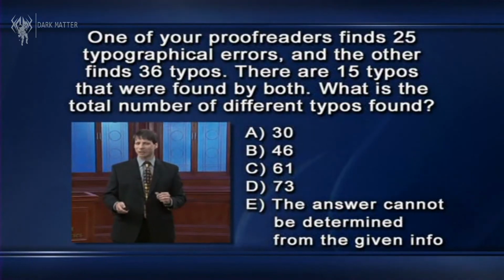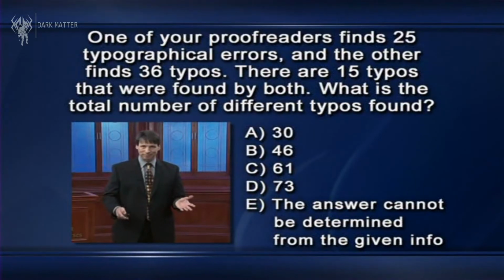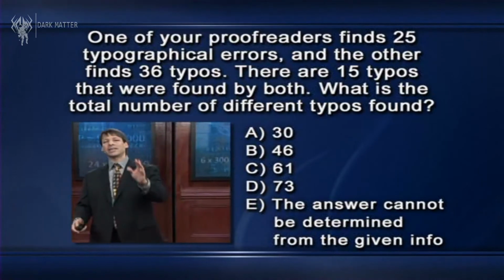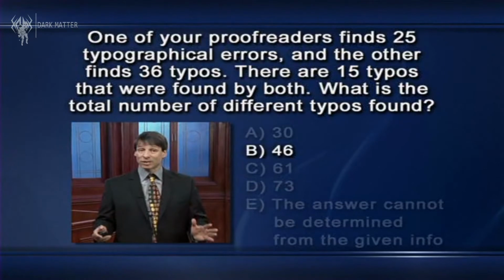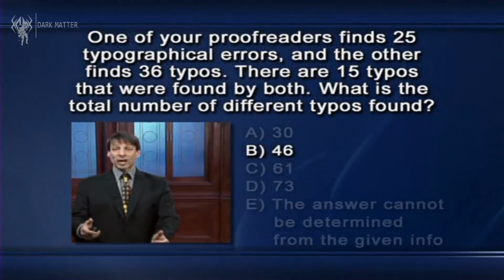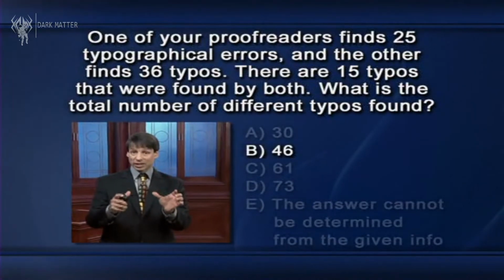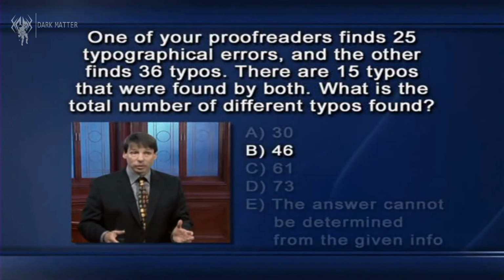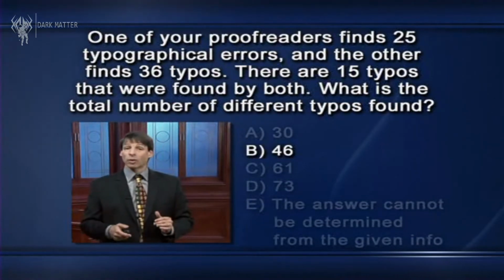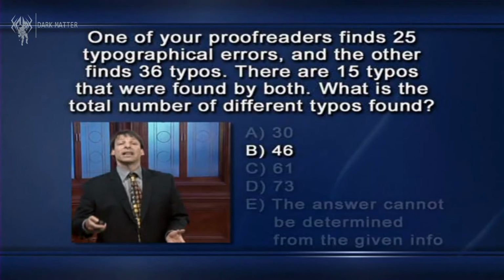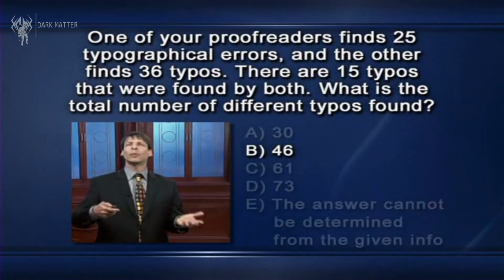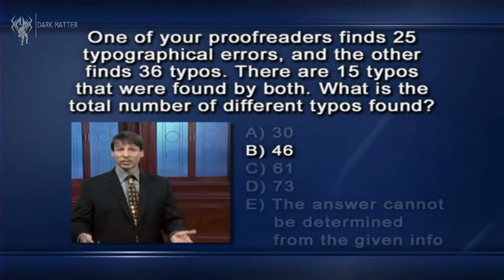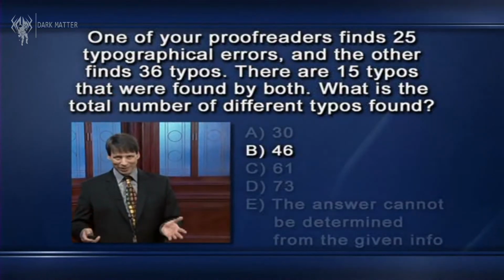You may want to pause to think about what your answer would be. The answer is B. There were 46 different typos found. Together, the reviewers found 25 plus 36, that's 61 typos, but 15 of those errors were counted twice. Thus, we subtract 15 from 61 to get 61 minus 15 is 46 typos. That was answer B. But now here's a harder problem.